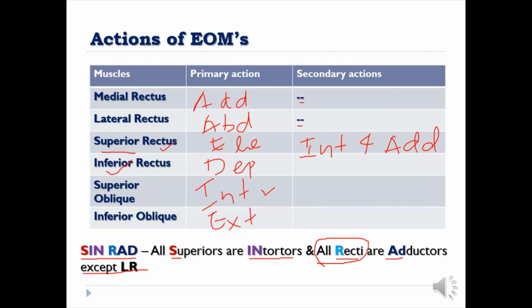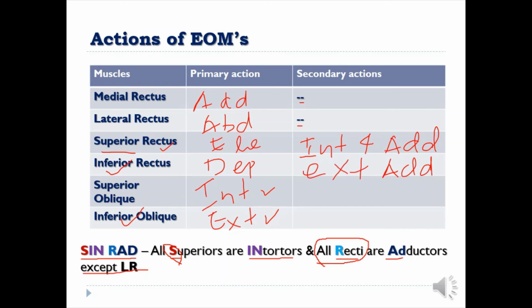Okay, so that is also adductors. Now if all superiors are intortus, that means all inferiors are extortus. Remember, if all superiors are intortus, that means inferiors are extortus. Now we already have an inferior oblique, we have written extortion. There is one more inferior, right? That is inferior rectus.